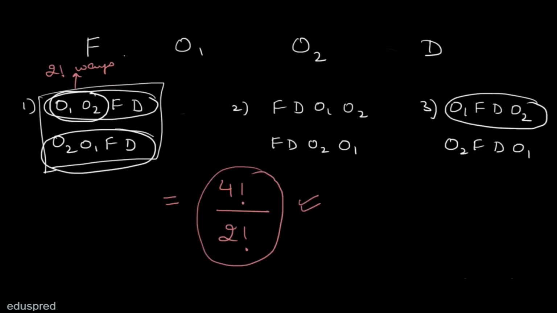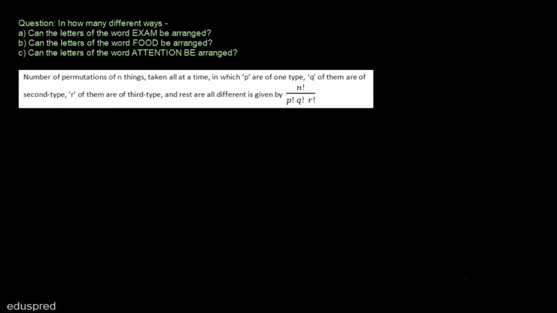Note that this method is not the best method to solve the type of questions in which letters are appearing more than once. The only reason I have showed you this method is so that you could understand what's happening in the background. Now let's have a look at the rule that we can follow to solve these type of questions. So the rule says that number of permutations of n things taken all at a time in which p are of one type, q of them are of second type, r of them are of third type, and rest are all different is given by n factorial divided by p factorial, q factorial, r factorial.